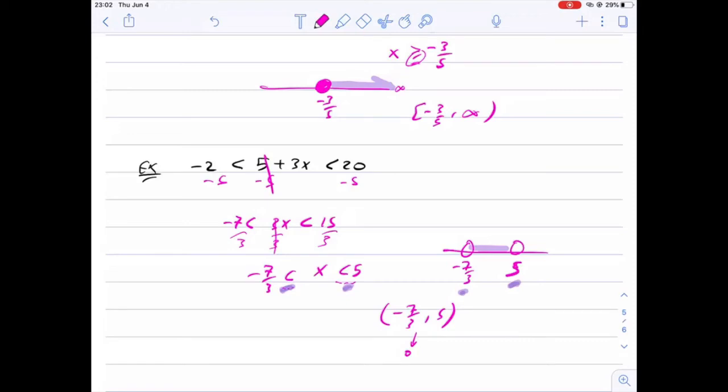0 belongs to this interval, so if we substitute 0, we get negative 2 less than 5 plus 3 times 0, which is 5, less than 20. And that's correct. Negative 2 is less than 5 and 5 is less than 20. That's correct. And this is true for any value between those two numbers, negative 7/3 and 5.